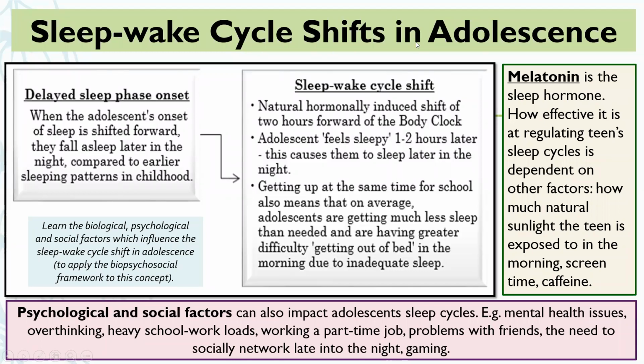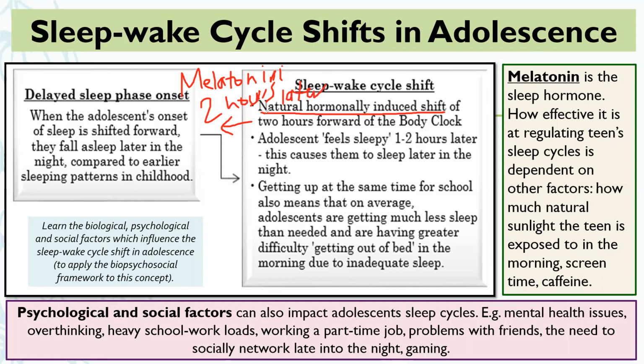So the sleep-wake cycle shift in adolescence, what does it mean? It's a circadian rhythm phase disorder that suggests that adolescents stay up and don't feel sleepy until very late into the night, because there's a natural hormonally induced shift which makes melatonin get released 2 hours later than what they had experienced in childhood. So when your melatonin is getting released 2 hours later, that means you're going to essentially fall asleep 2 hours later as well. Let me give you guys a clear example of what this means.